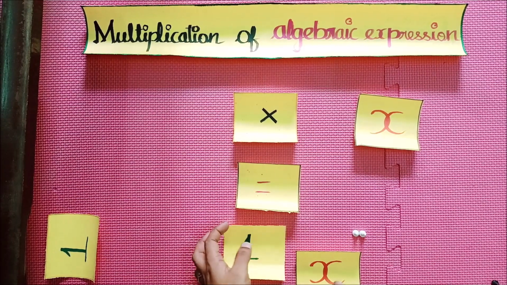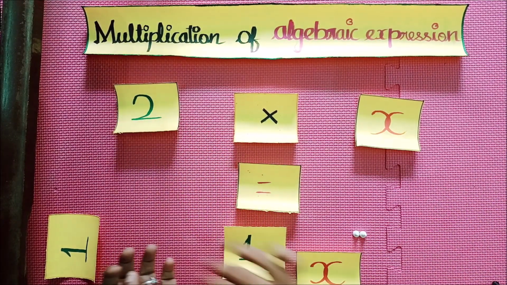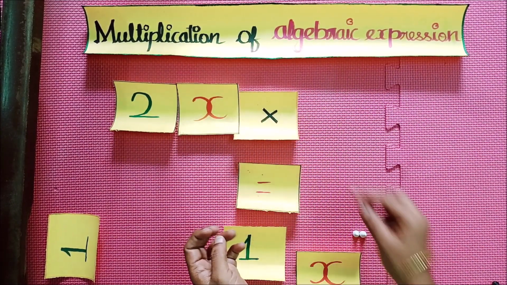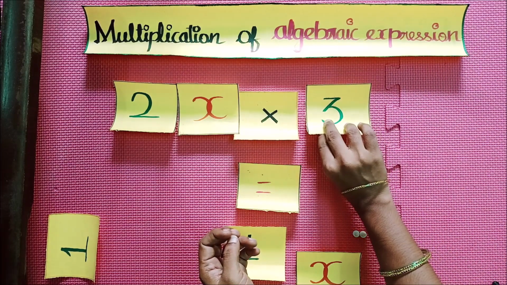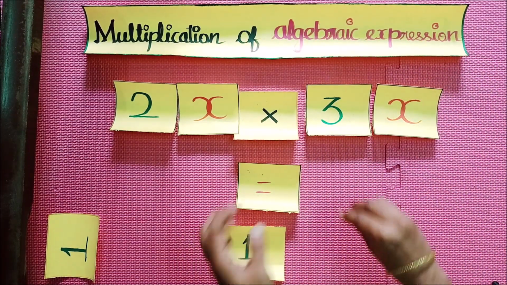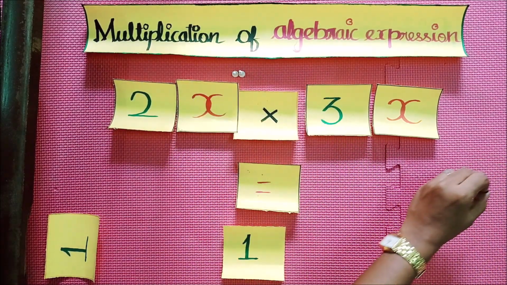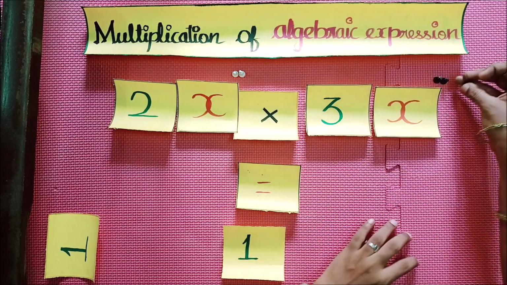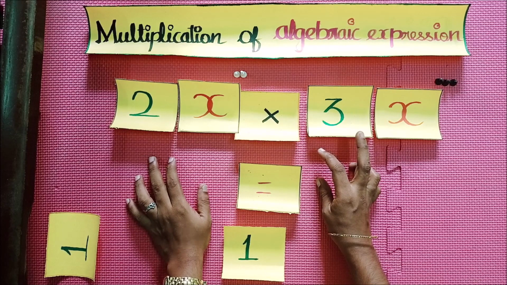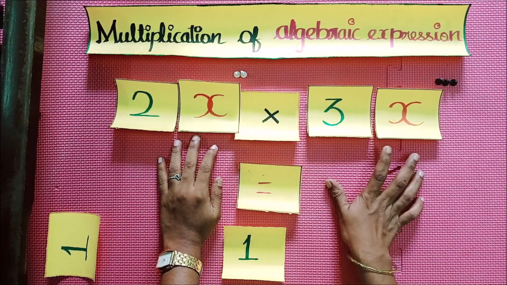Now see another example. I am taking 2, the variable is x, into the number 3, the variable is x. So look at this. I am taking x power 2 here and x power 3 here. So first you have to multiply the numerical term. Check whether the variables are same or not. Here the variables are same.